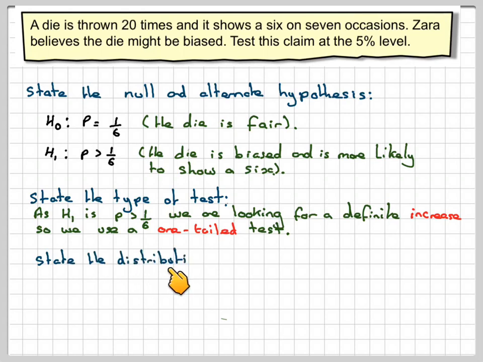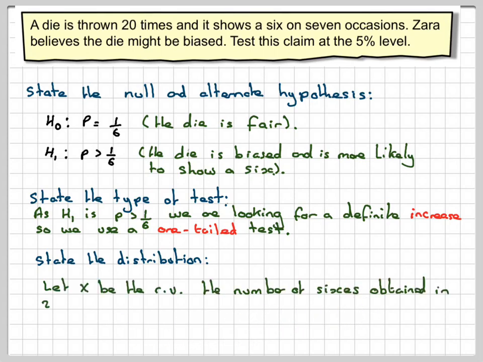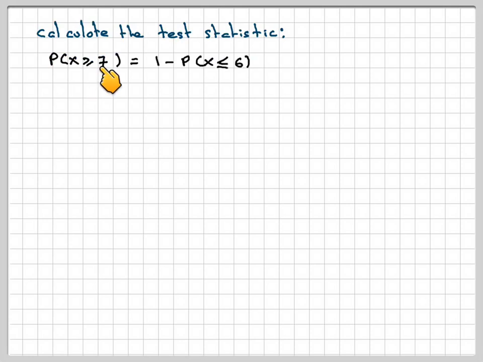State the distribution. The die is thrown 20 times, so if we let X be the random variable, the number of 6s obtained in 20 throws of the die, then X will be binomially distributed with n = 20 and the probability of getting a 6 is 1/6. Now we calculate the test statistic. We want the probability of X being greater than or equal to 7, and we do that by doing 1 minus the probability that X is less than or equal to 6.